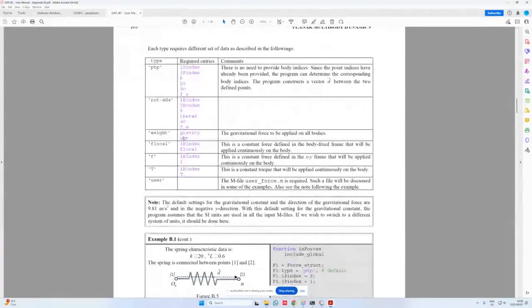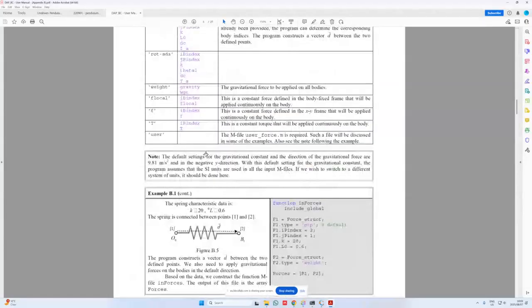For now, we just need to understand that if I specify weight, then two of the entries that I can also specify are gravity and WGT. If I'm not mistaken, they give a breakdown over here of the default values. If I choose not to specify gravity and WGT for the weight force that I set up, then it will in any case use the gravitational constant as 9.81 meters per second squared. And WGT is the direction in which the gravity is going to act.